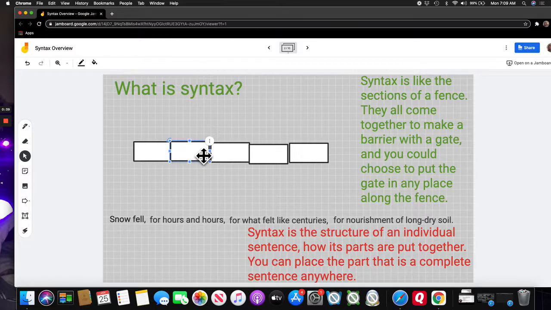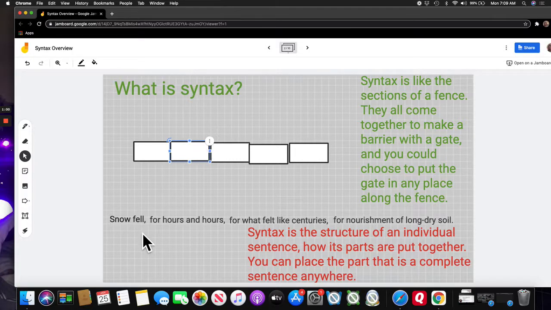This is what syntax is like, only instead of that gate, we're kind of talking about the period in the sentence, the place where it can end and make sense so that you can get out of the sentence and move on to the next one. And the pieces within that sentence can be moved around in different ways and still make sense.